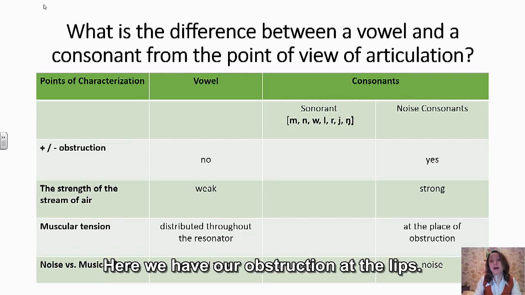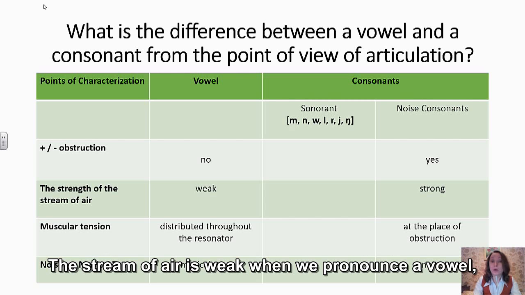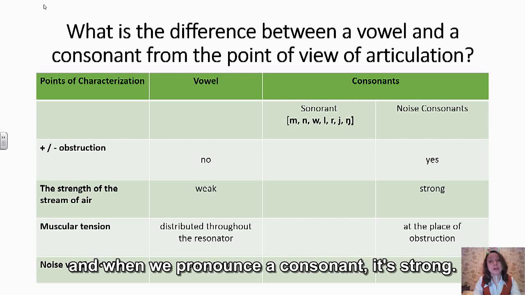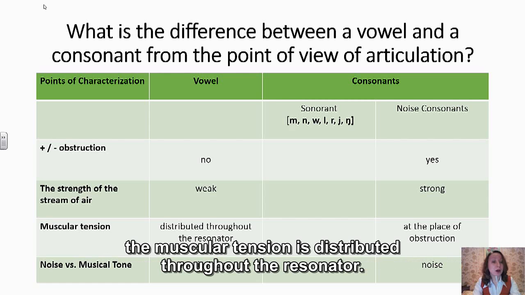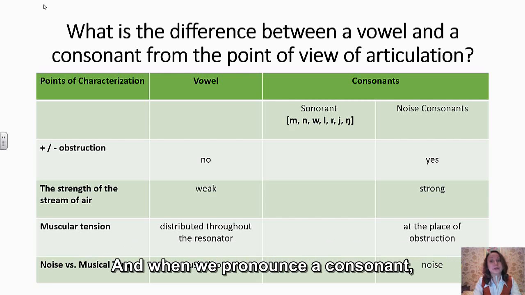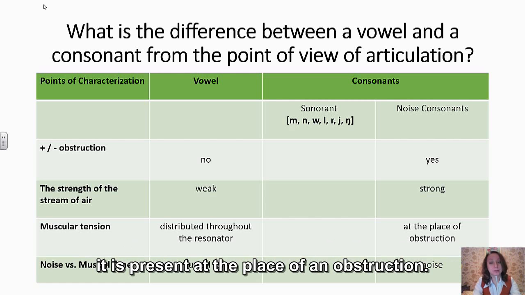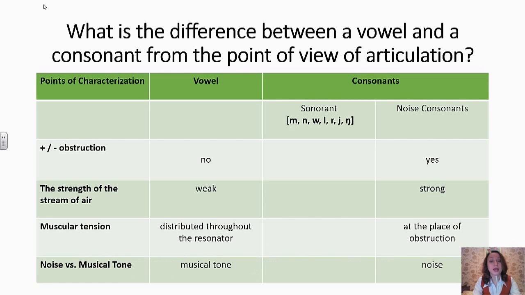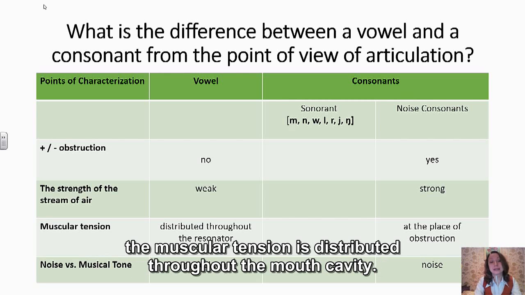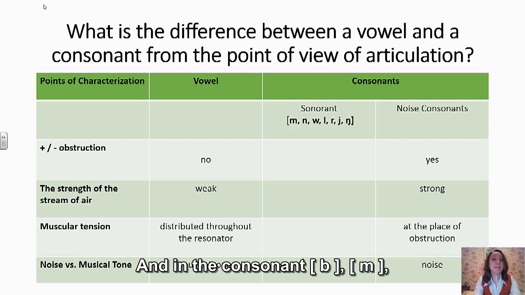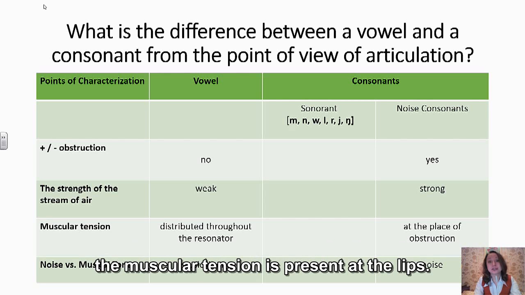So here we have our obstruction at the lips. The stream of air is weak when we pronounce a vowel, and when we pronounce a consonant, it's strong. In the pronunciation of a vowel, the muscular tension is distributed throughout the resonator, and when we pronounce a consonant, it is present in the place of obstruction. For example, in the vowel a, the muscular tension is distributed throughout the mouth cavity, and in the consonants b, m, the muscular tension is present at the lips.